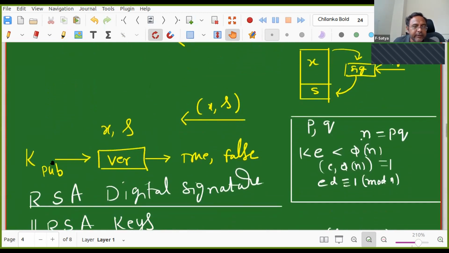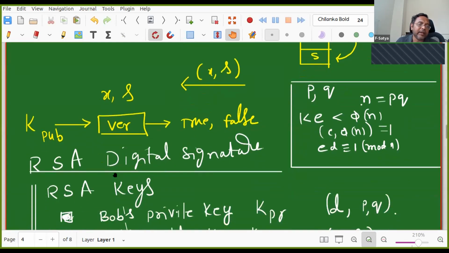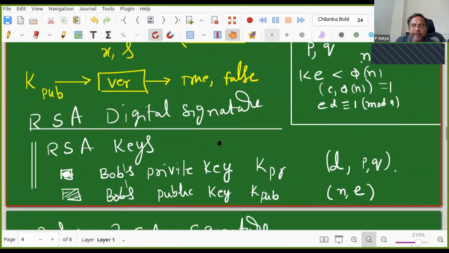Now, so then what happens? When Alice receives, she will use the public key of Bob, right? And she will take X and S as input to the verification algorithm, and the output is true or false. Then verification will be done. He may repeat it later, using an RSA digital signature, but I'm telling that this is the simplest digital signature to explain. That's why I'm going a little fast here.